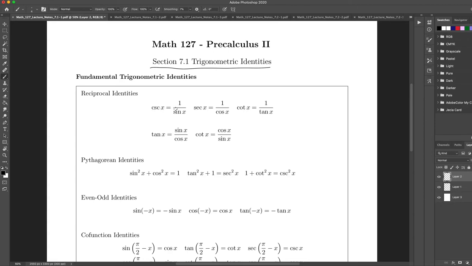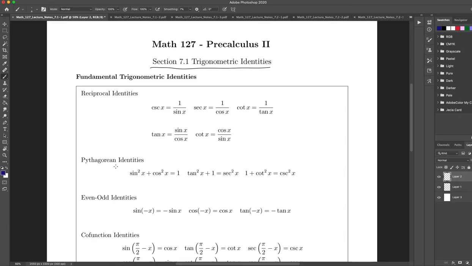Cosecant is 1 over sine. We kind of talked about this. Secant is 1 over cosine. Cotangent is 1 over tangent. Tangent is sine over cosine, and cotangent is cosine over sine. One of the things we can use here is that we can convert all the trig functions into sines and cosines. If you get kind of stuck, you can do that.